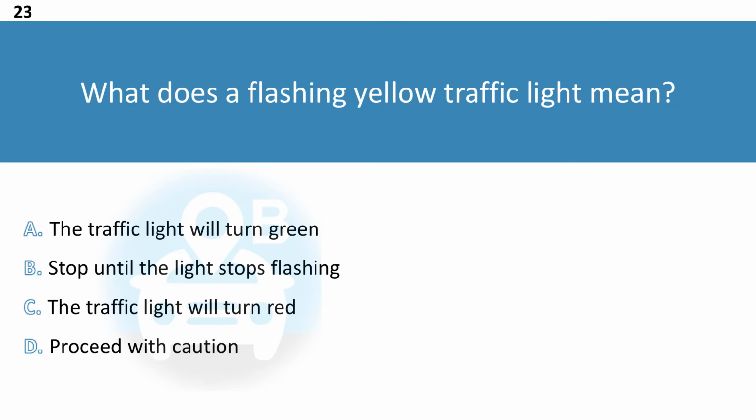What does a flashing yellow traffic light mean? A. The traffic light will turn green. B. Stop until the light stops flashing. C. The traffic light will turn red. D. Proceed with caution.